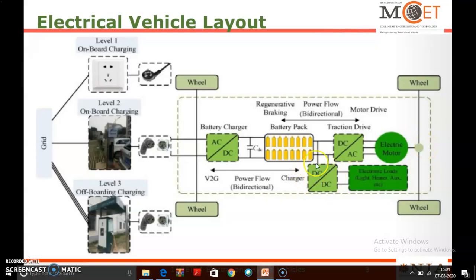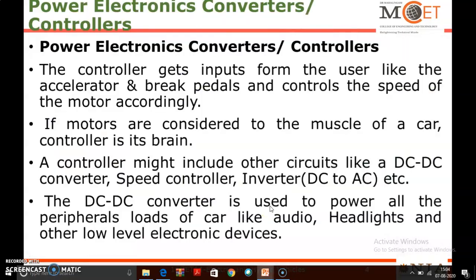This is a DC to DC converter system, or we can call it a chopper system. This system converts the fixed DC taken from the output of the battery into a variable DC, and the chopper system is used to power up the peripheral devices or peripheral loads of the electric vehicle, like the headlight system and the audio system.